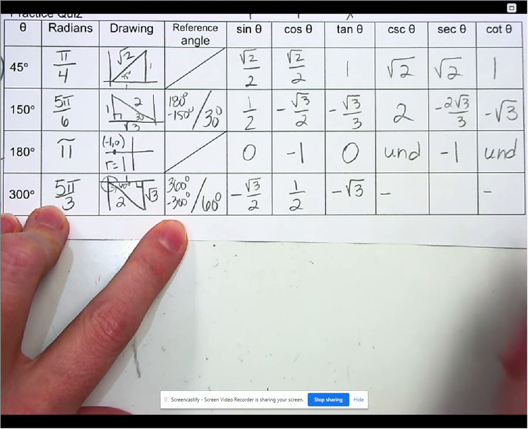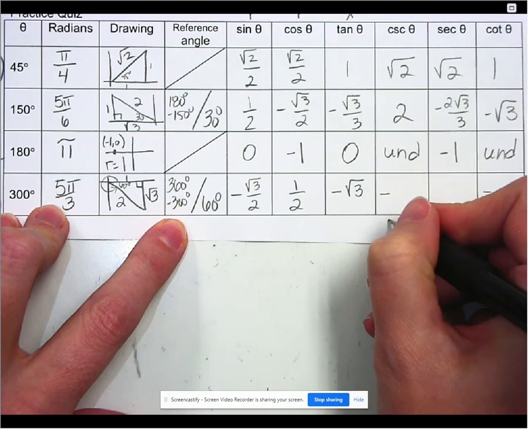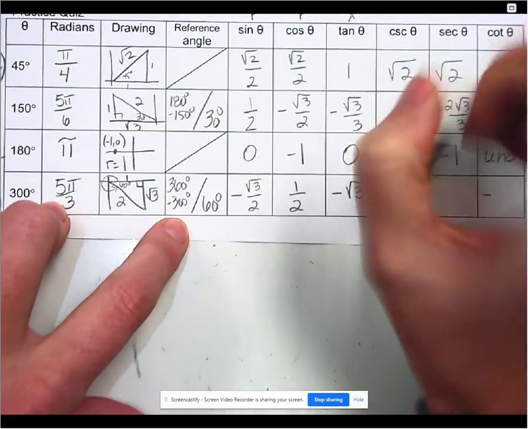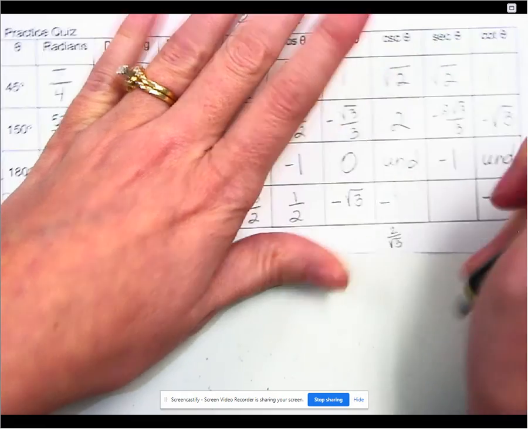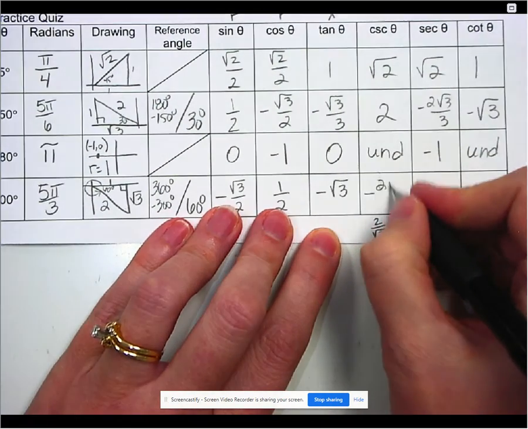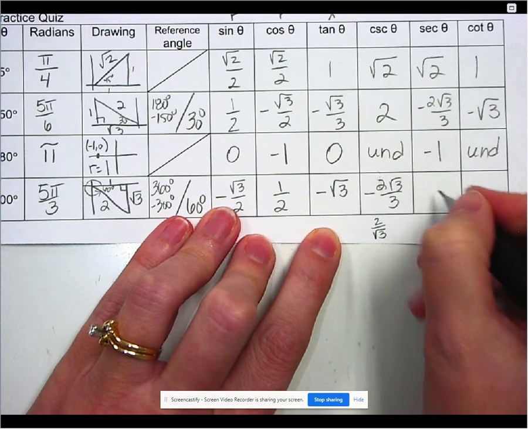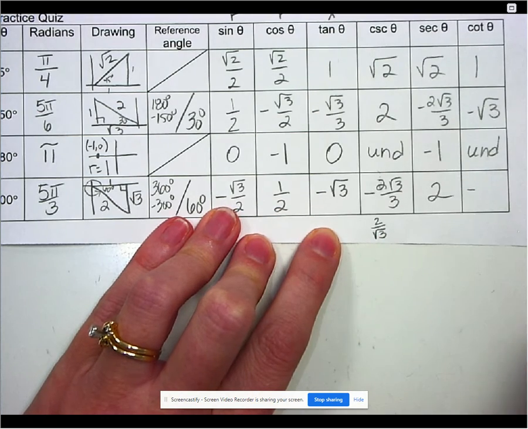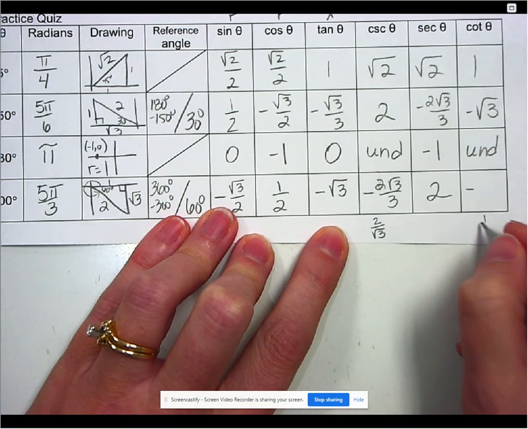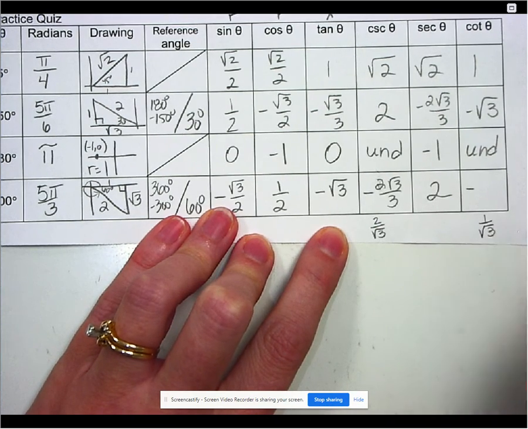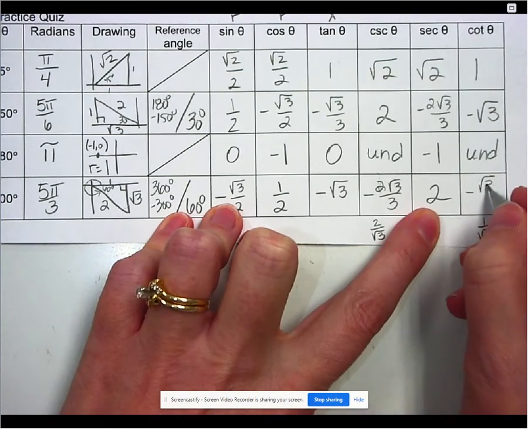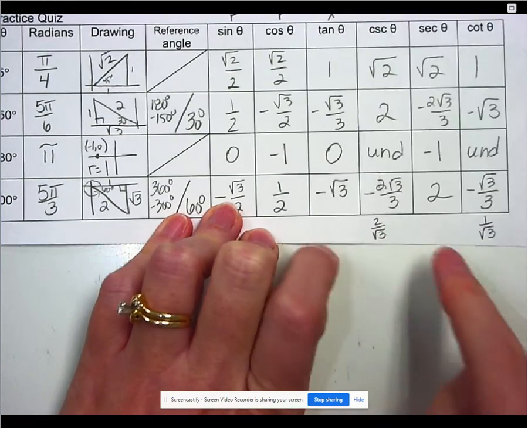And then when I do the reciprocals, it's moving those radicals to the denominator, but we can fix that real quick. So 2 over the square root of 3 reduces to 2 square root of 3 over 3. And then same thing on the tangent. When I do the reciprocal for the cotangent, it moves the radical to the denominator, which is going to be square root of 3 over 3 when I reduce it.